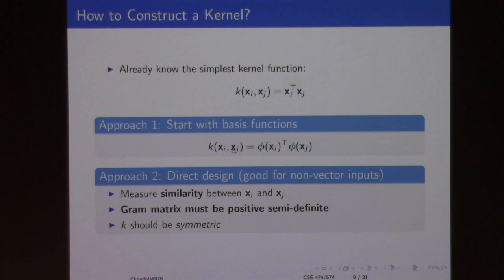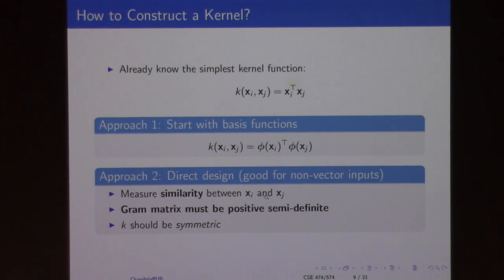But the third approach is what we call a direct design, where we don't worry about x and we don't worry about the phis. Instead, we simply construct this K matrix. We also call it the kernel matrix or the Gram matrix, where every entry in that Gram matrix measures the similarity between xi and xj.